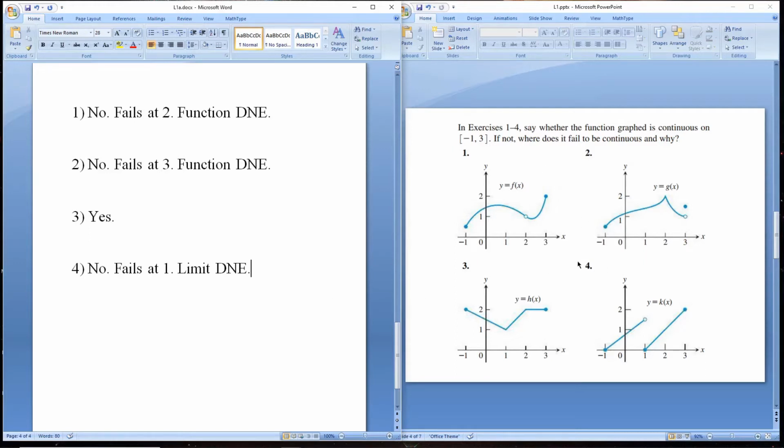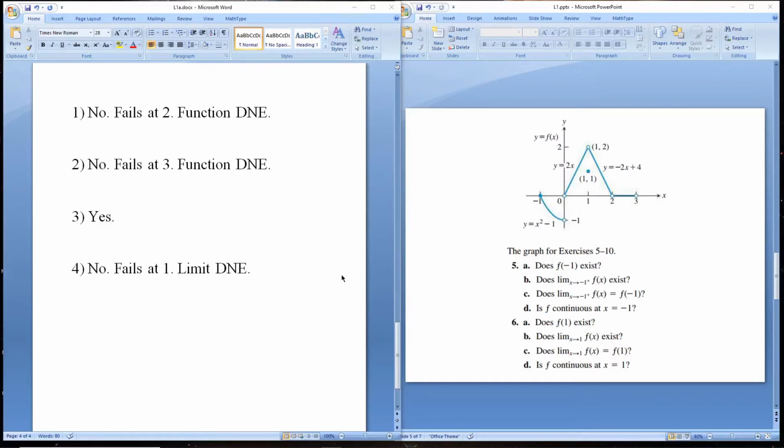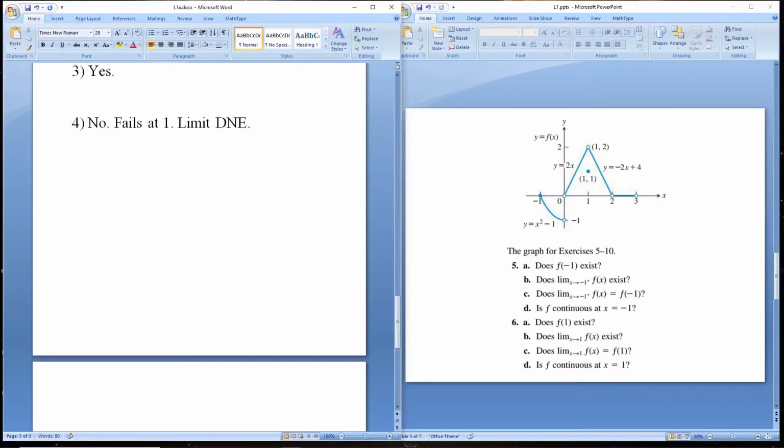And so just some graph problems there. Again, the telltale signs of what to look for: holes, gaps. No vertical asymptotes in this particular section here, though. So let's check out some different type of problems. The graph here, but some different questions.